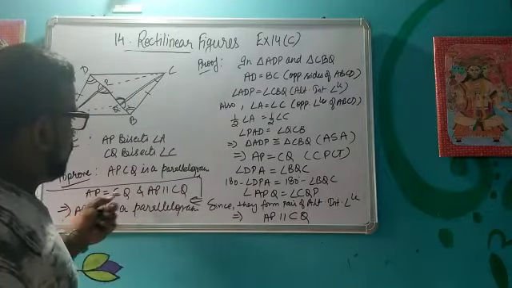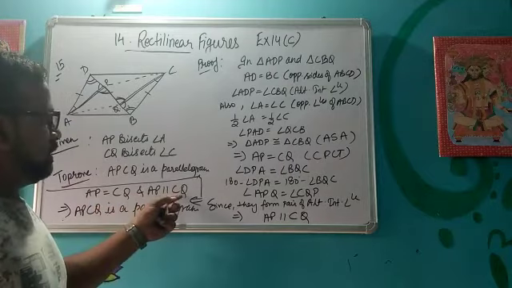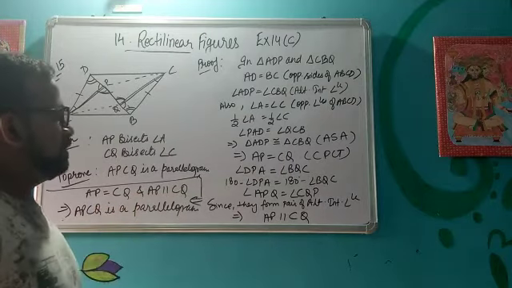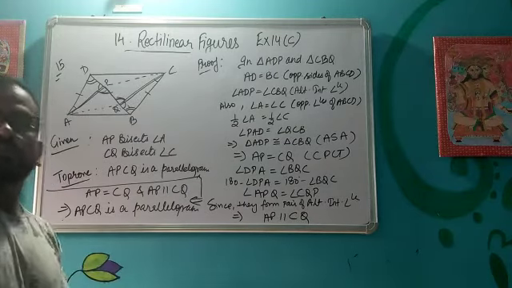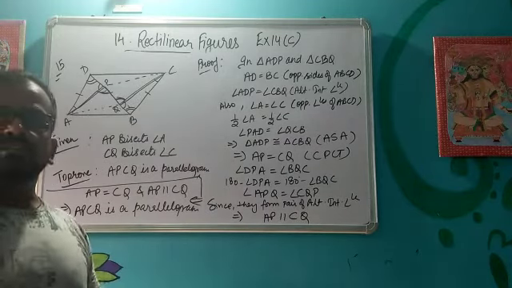Now we got AP equal to CQ. AP is parallel to CQ. That means APCQ is a parallelogram. Because in order to prove the geometry as a parallelogram, we have to prove either pair of sides as equal and parallel.